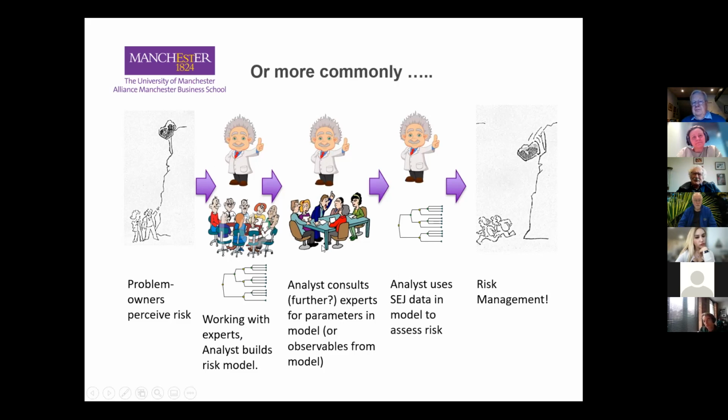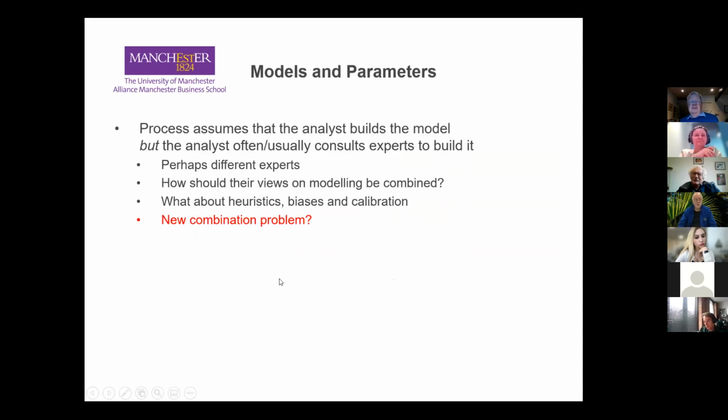They're different groups, but whatever we say about groups here, we ought to be saying about here. Whatever calibration is here, there's something maybe like calibration over there. There's certainly biases, the social pressures, they're different and all of that. So there's something going on that we may have a new combination problem. As I said, different experts, how should their views on modeling be combined? What about heuristics, biases and calibrations when expressed about the shape of a model, not the numbers that go into it?